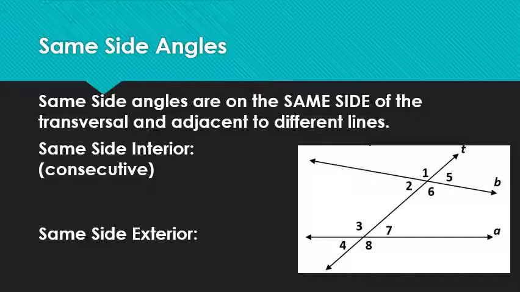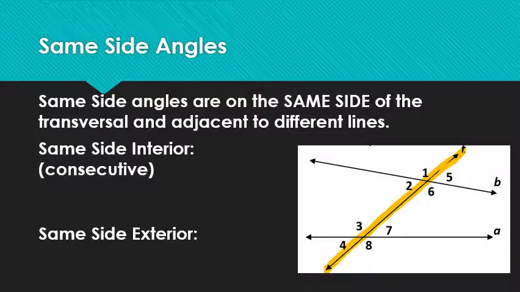All right, perfect. Same side angles are on the same side of the transversal, but they are adjacent to different lines. So they are also at different intersections. However, they are on the same side of the transversal. So again, I'm going to highlight my transversal so that my transversal is obvious. So here's my transversal T.